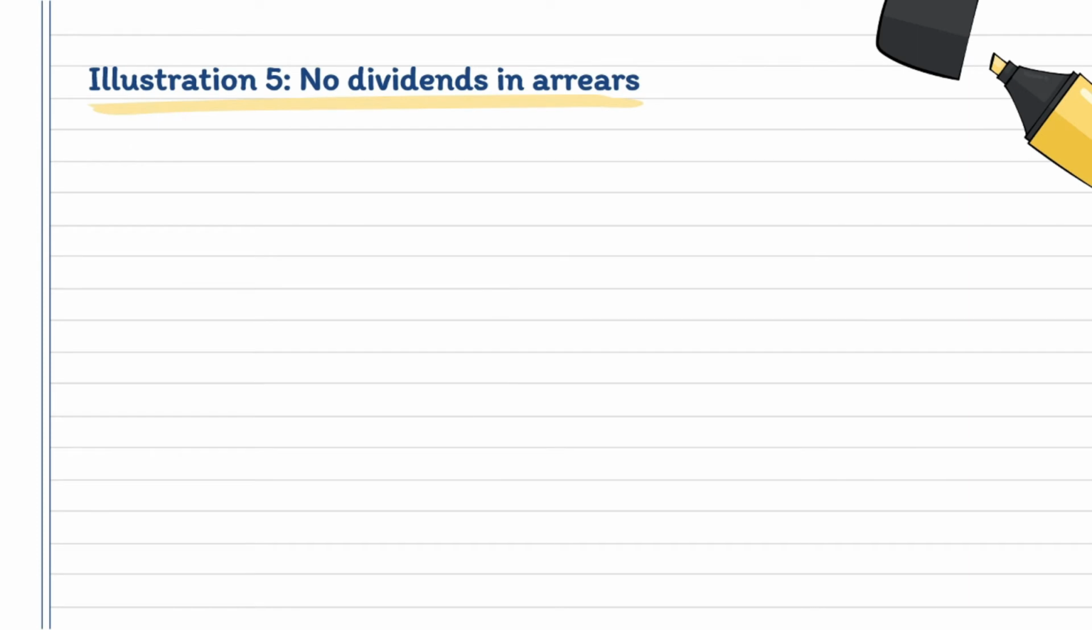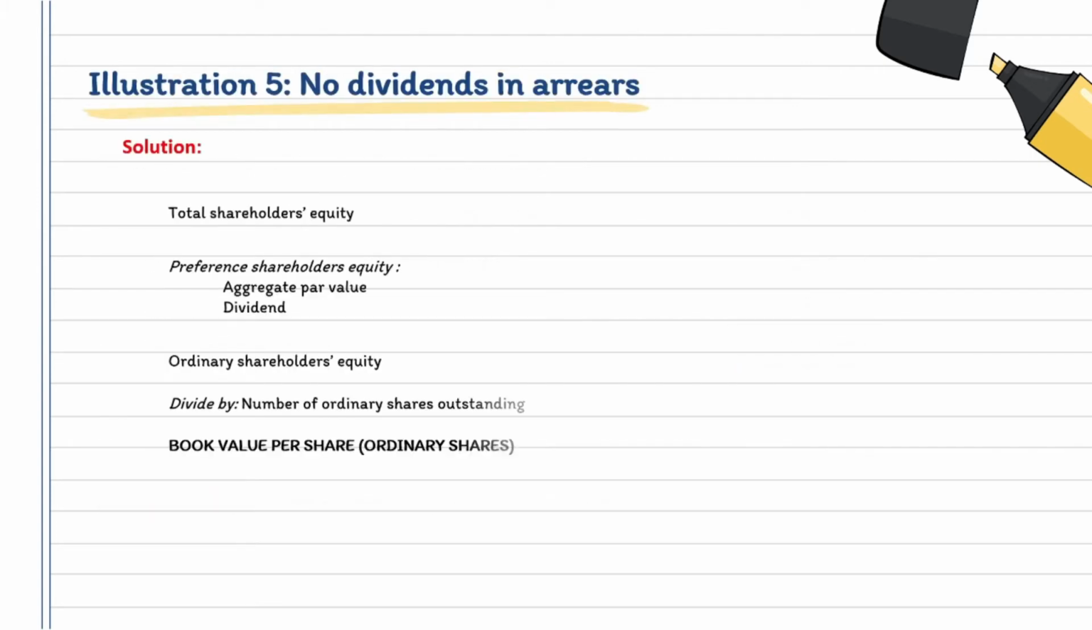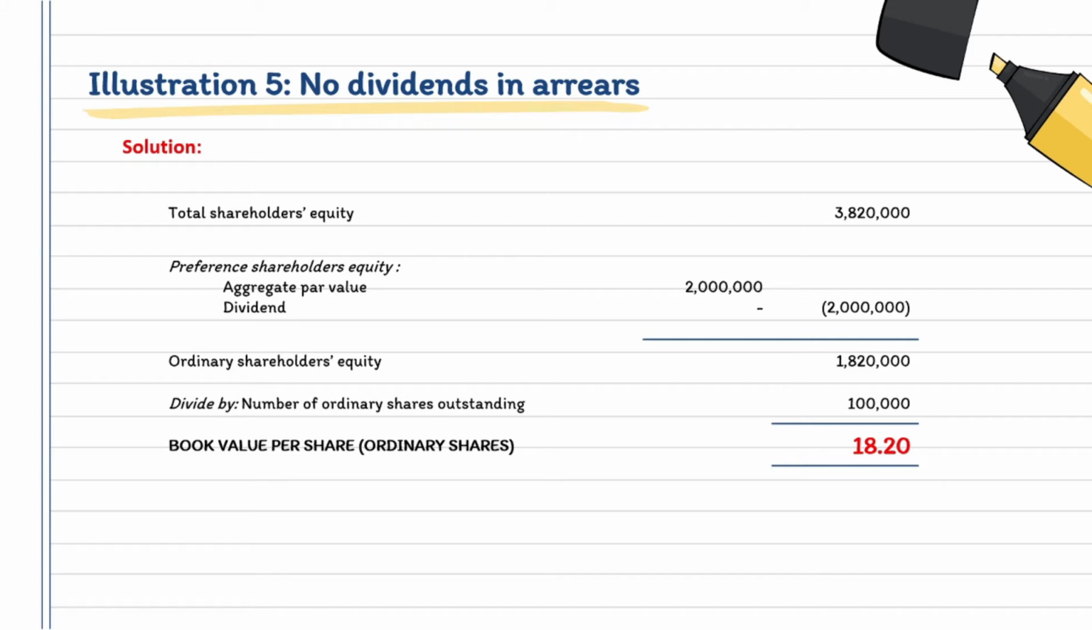Illustration for no dividends in arrears. Same ulit sa mga naunang given, pero sabi dito, yung preference dividends were paid up to year-end, thus there are no dividends in arrears. To compute for the book value per share, total shareholders equity 3.82M minus yung preference shareholders equity na 2M, which is yung amount lang ng aggregate par value natin. Wala tayong dividend na i-allocate dahil sabi sa problem, there are no dividends in arrears. So 3.82M minus 2M, that is 1.82M. Ordinary shareholders equity divided by number of ordinary shares outstanding, 100K. Book value per share natin is 18.20.